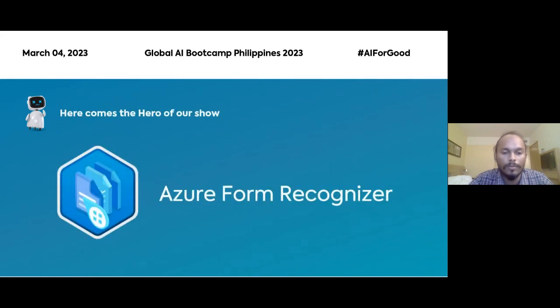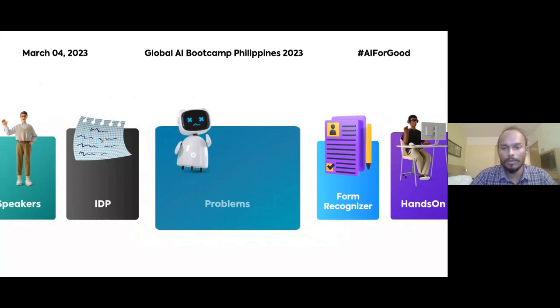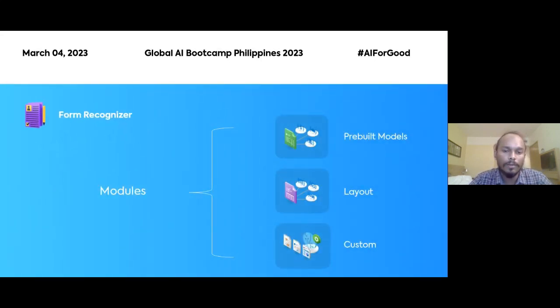Here comes the hero of the show, Azure Form Recognizer. We are going to see how an image or a document can be transformed into human-readable text. Okay, let's see. Form Recognizer basically has three categories: pre-built models, layout, and custom. I'll be mainly focusing on pre-built models, and I will give an overview of layout and custom.